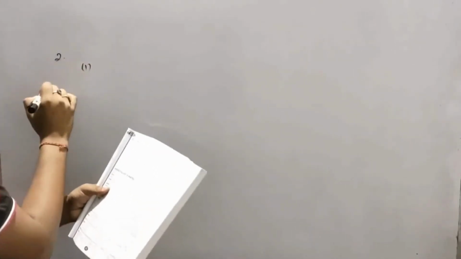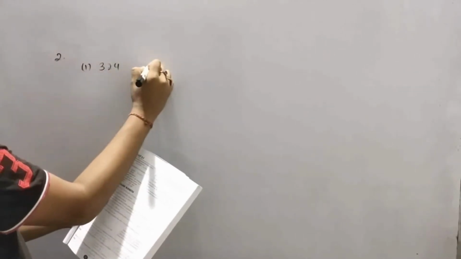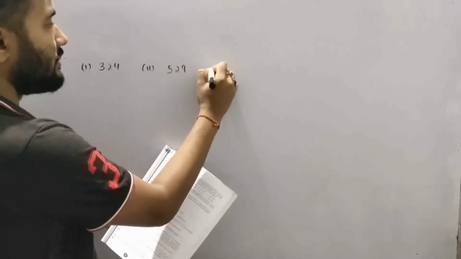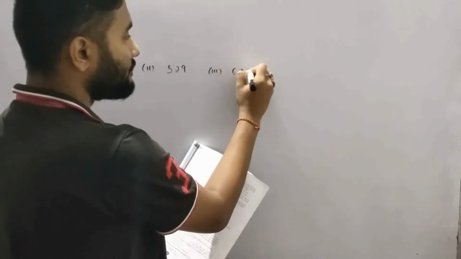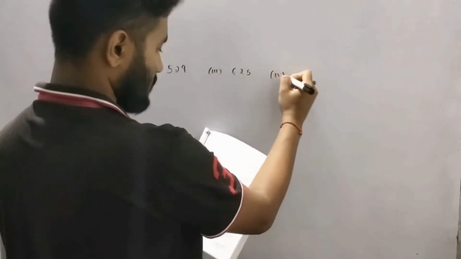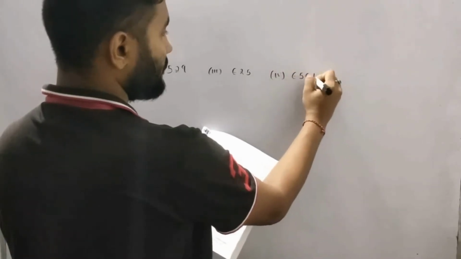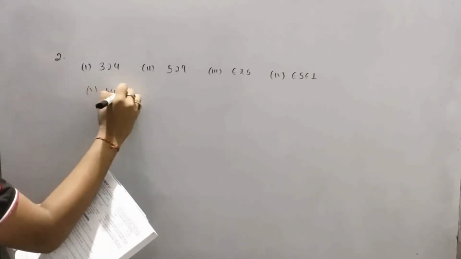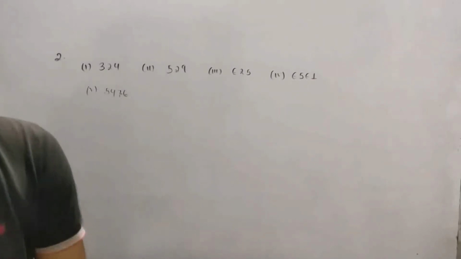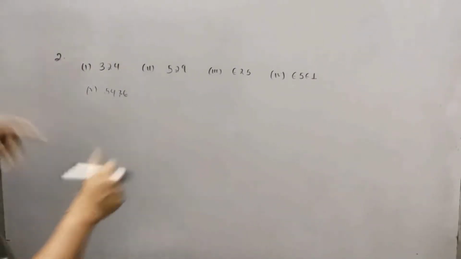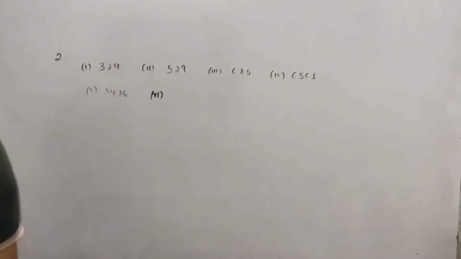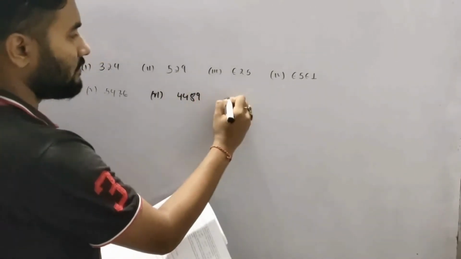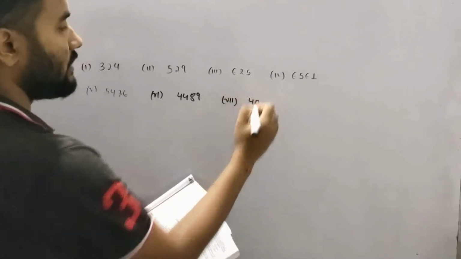Number 1 is given as 3 2 4. Number 2 is given as 5 2 9. Number 3 is given as 6 2 5. Number 4 is 6 5 6 1. Number 5 is 5 4 7 6. Then number 6 is 4 4 8 9. And number 7 is 40.